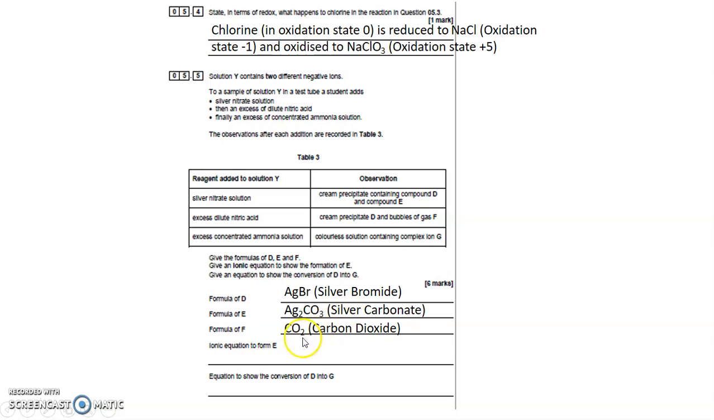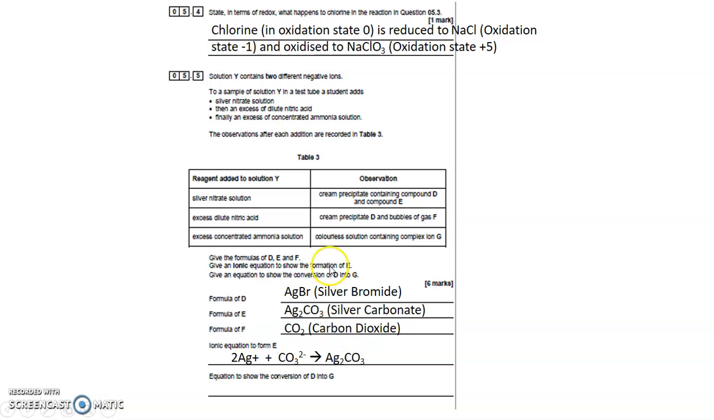How did I know that silver carbonate was Ag2CO3? Well, I know that Ag is in +1 oxidation state, like Br is in -1 oxidation state, it's in group 7, gains 1 electron, so Ag is definitely in +1 oxidation state, and I know a carbonate ion is CO3 2-, so 2-, 2 1+, I need 2 Ags. Ionic equation to form E: I need 2 Ag pluses and a CO3 2- to make Ag2CO3.